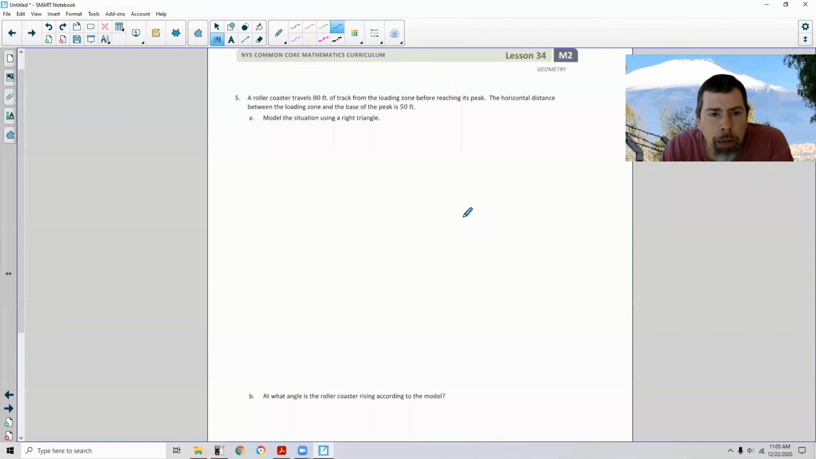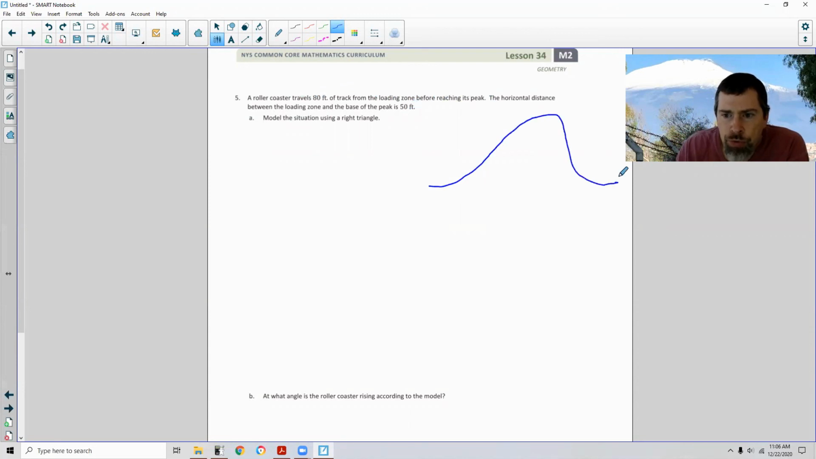Okay, page 6, problem number 5. A roller coaster travels 80 feet of track from the loading zone before reaching its peak. Okie dokie. So think of this. You leave a platform and you go up, you go up, you go up, you go up, you reach the peak, and usually it's woo. Okay, there's our roller coaster. Do you like that? A roller coaster travels 80 feet of track from the loading zone before reaching its peak.